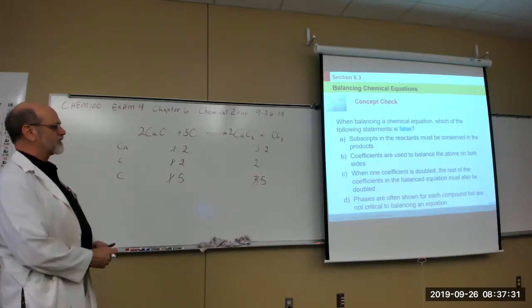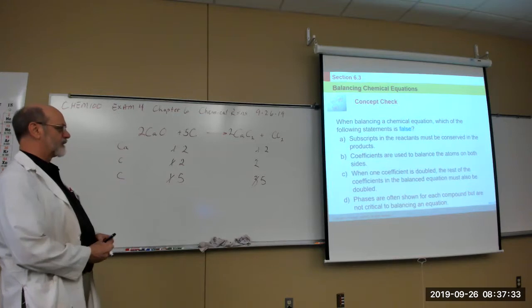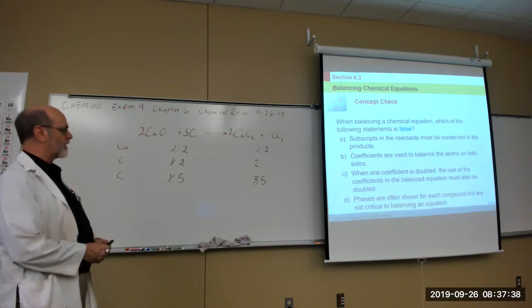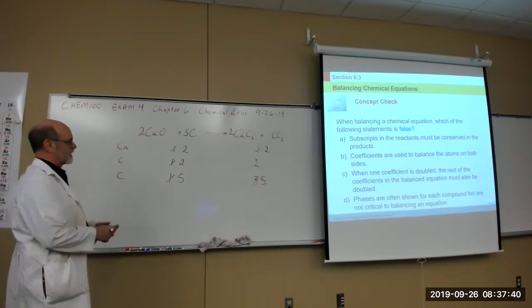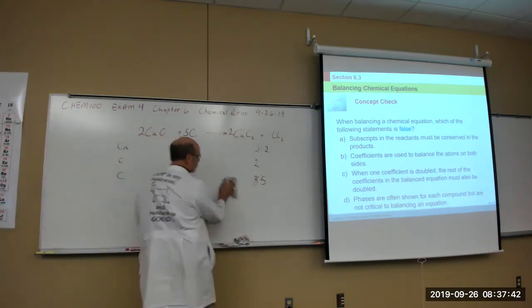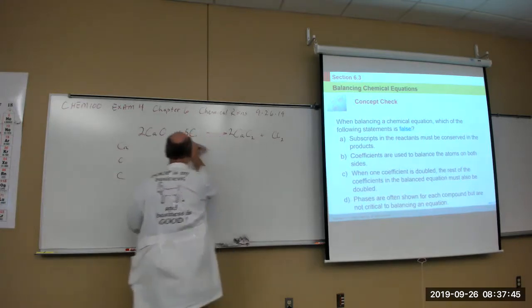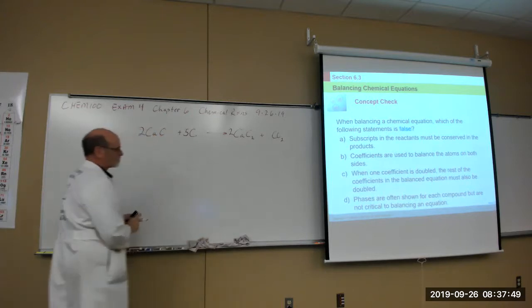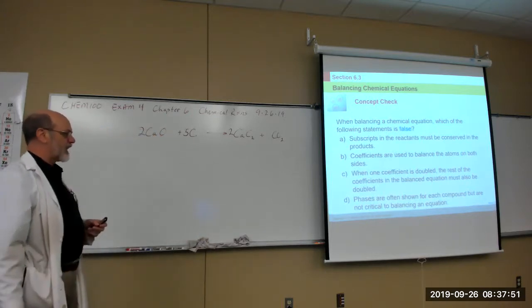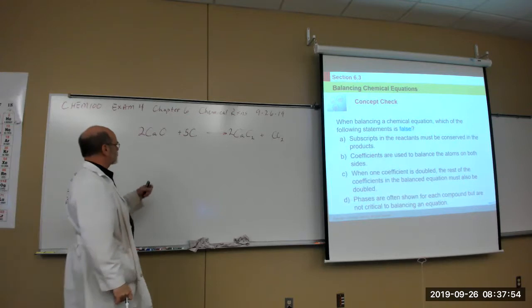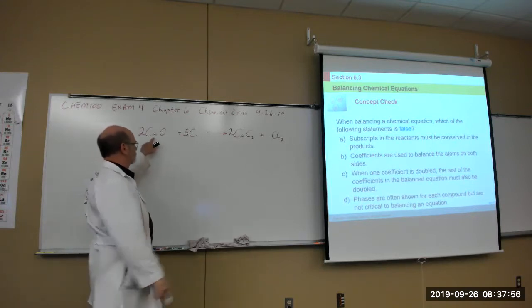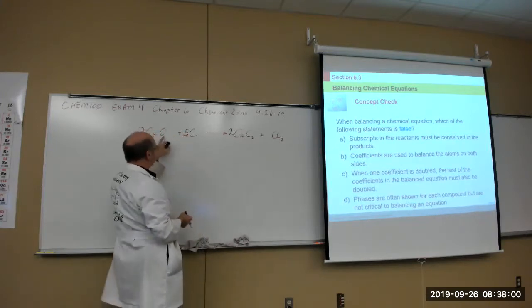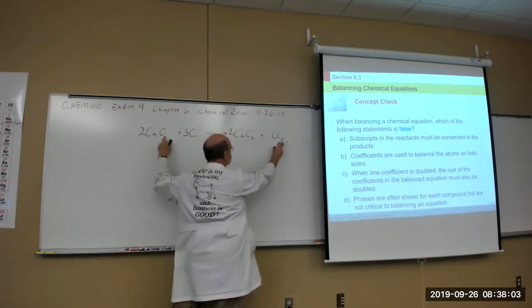Which one of these statements is false? Well, let's see. Subscripts in the reactants must be conserved in the products. Well, let's take this one as an example. We balanced it, so we don't need to keep this anymore. So let's look at it. Subscripts in the reactants must be conserved in the products. What's the subscript for calcium? 1 and 1. Well, that's not a good example. Oxygen is 2.